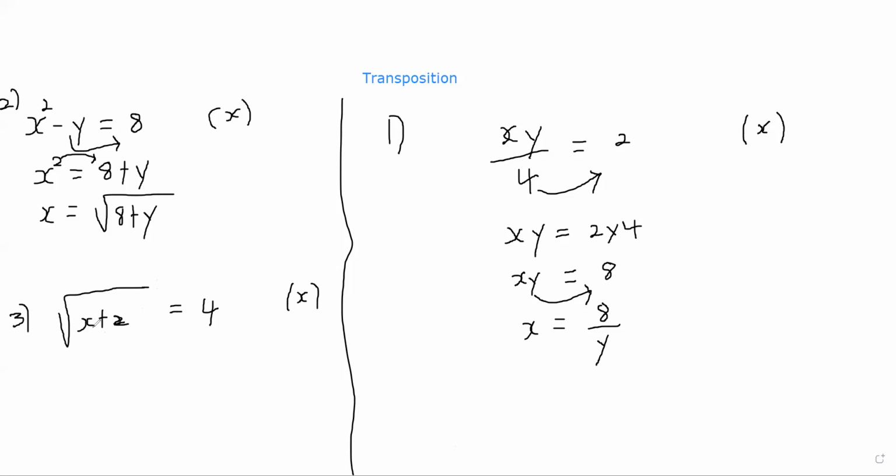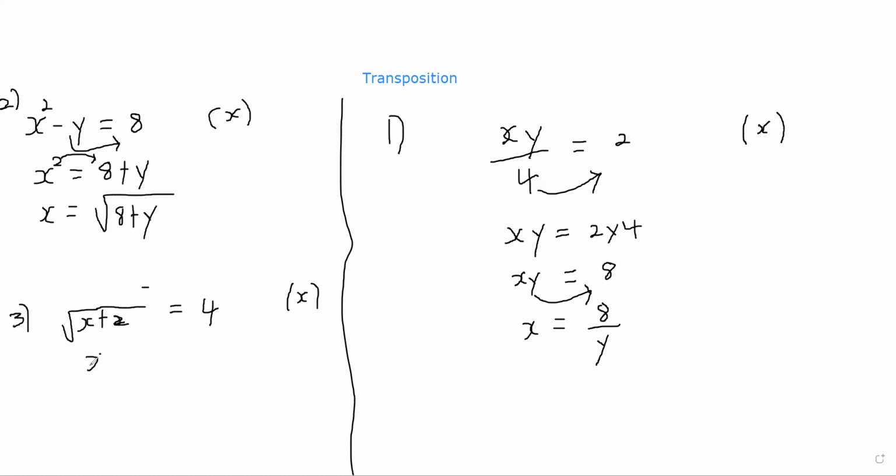So if the square root was only governing the x, the square root would have been smaller, right? It would have been like this. And then you would have taken over the 2 first. But in this case, the square root is governing both of them, x and the 2. So in this case, we need to carry over the square root first.